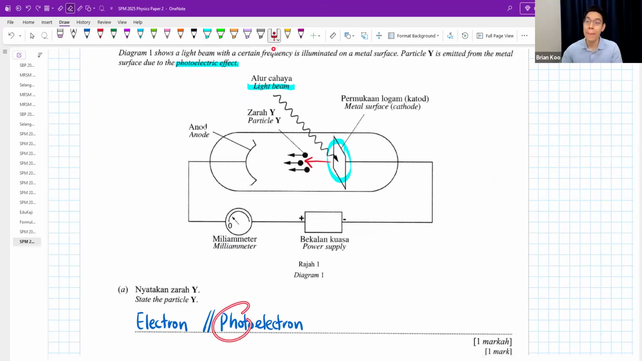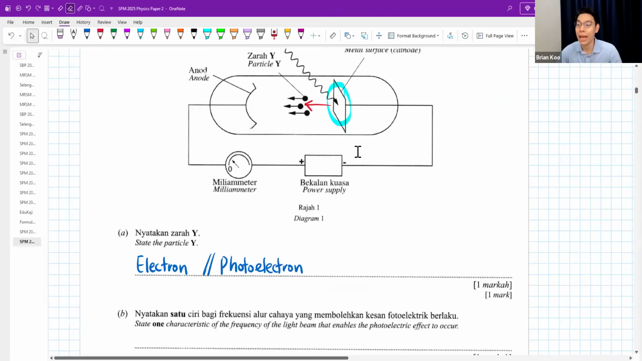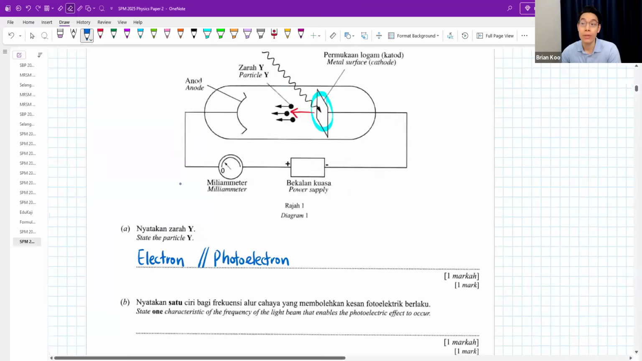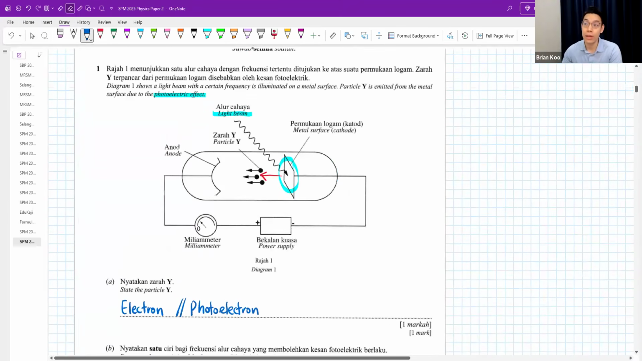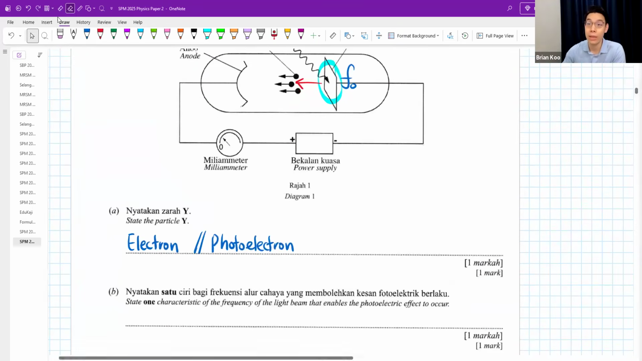Photo means light. Okay, and then part B, state one characteristic of the frequency of light beam that enables the photoelectric effect to occur. Okay, there is something called threshold frequency that you need to know. If you want to shine a light, and you want electrons to come out, you cannot just shine any kind of light. The frequency of the light must be higher than the threshold frequency for that piece of metal. So different metal will have a different value. You must make sure you are higher than this value, called threshold frequency, then only electrons will be emitted. So you just want to write this out in words.